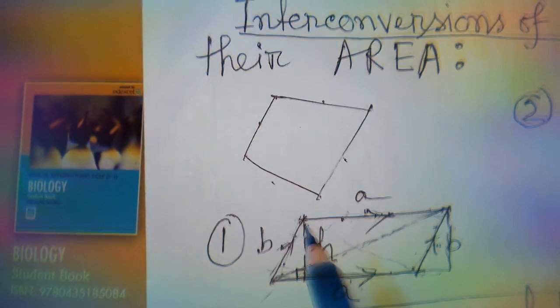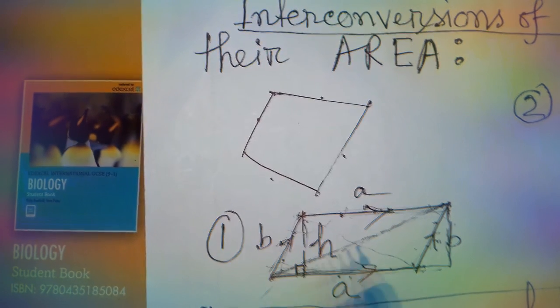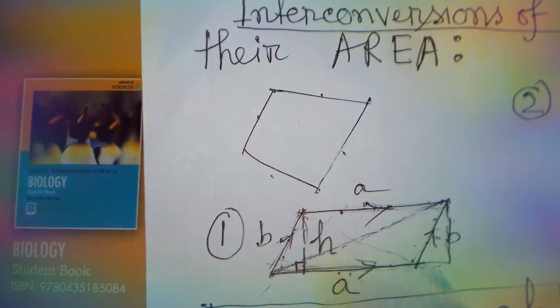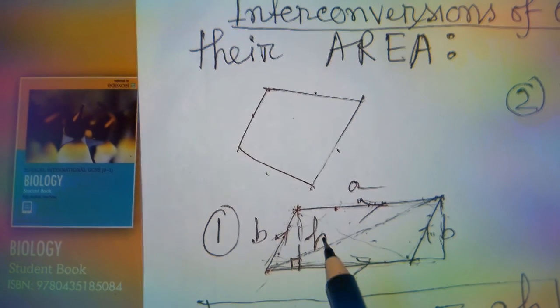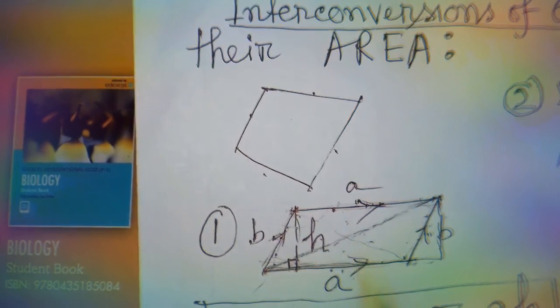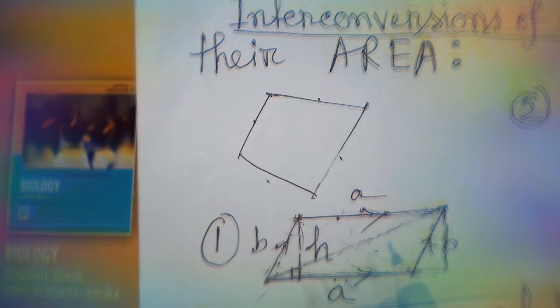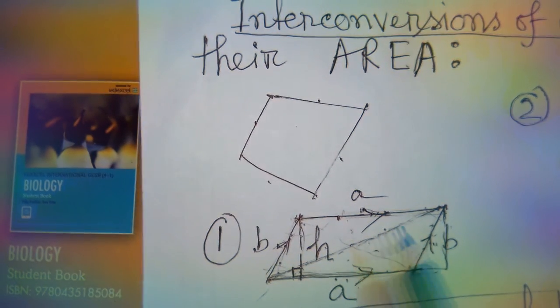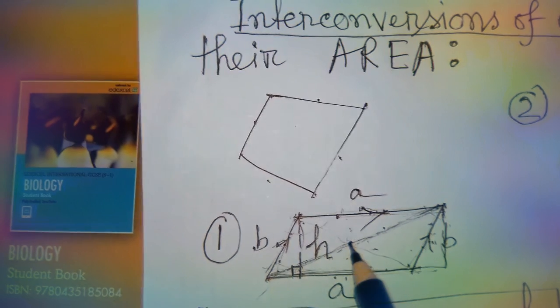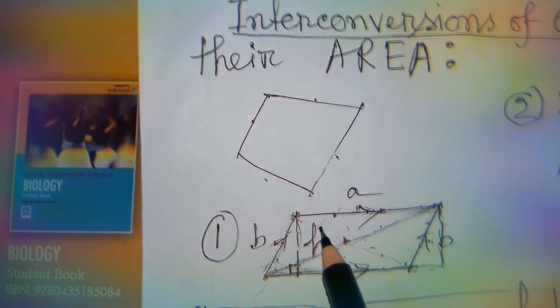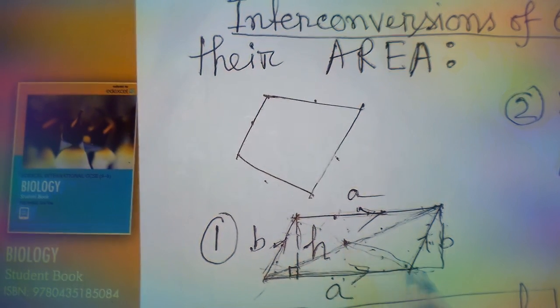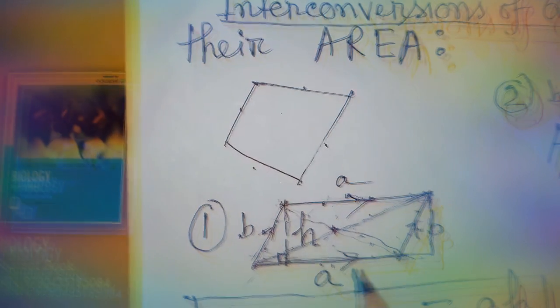So in this case, if we draw these diagonals, this angle and this angle are the same, this angle and this angle are the same, also this portion and this portion are equal, this portion and this portion are equal.